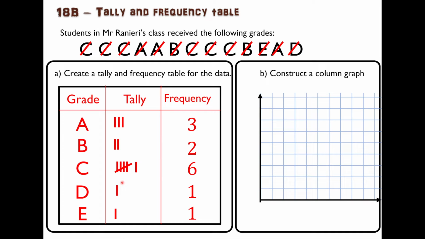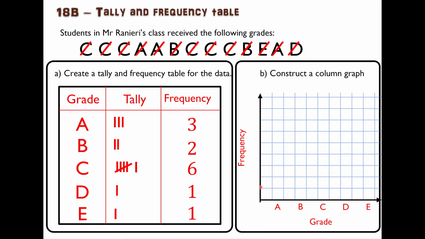To construct a column graph, notice that I'm using grid paper. I've ruled a vertical and horizontal line. I need to put the axis titles, grade, A, B, C, D, and E, and frequency. The frequency is how many times each result occurred. The highest number that I'm going to write is 6. Sometimes you might want to count in 10, 20, 30, and so on. But then all of my results will fit all in this bottom part. It will be too small.